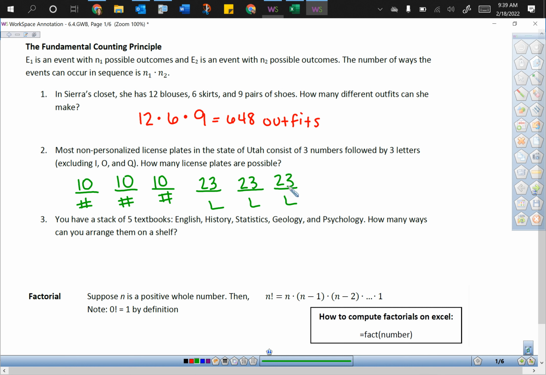Now, all of these outcomes just have to be multiplied, just like we did up here. So we need 10 times 10 times 10 times 23 times 23 times 23. And what does that give me? Oh, dang. 12,167,000 license plates. And that doesn't even include the personalized ones. Okay, so you can have over 12,167,000 different license plates.